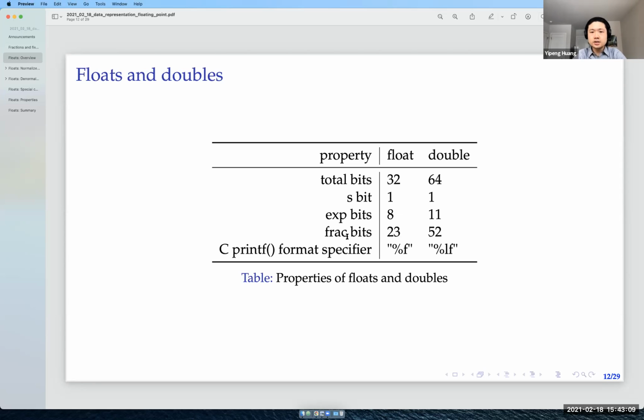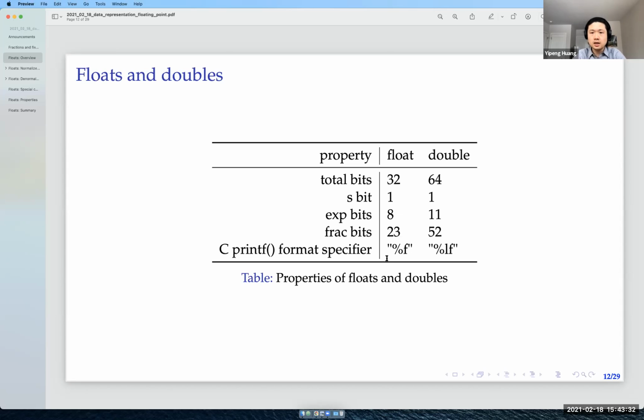Essentially, when we go from single precision floating point numbers to double precision floating point numbers, we dedicate most of the bits that you're adding to that format, most of it goes to the fraction field. And this is to enable you to encode really precise numbers.